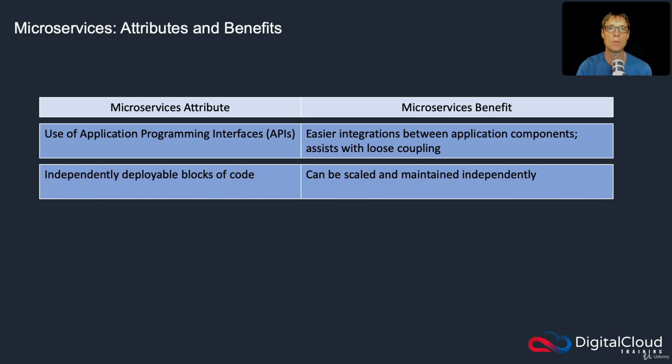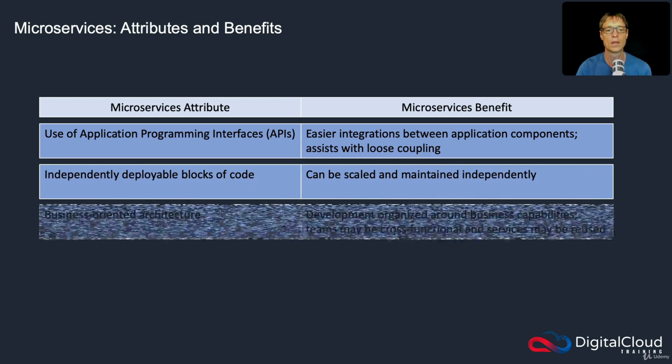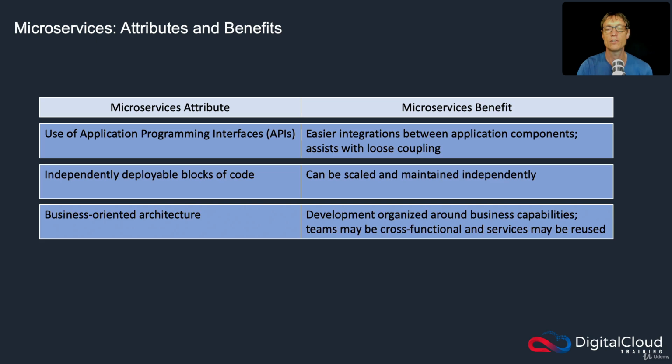Those can be scaled independently, so if one needs a lot more resources than some other component of your code, then it can scale without affecting the others or without causing any kind of constraints or issues on the other components. You also have what we call a business-oriented architecture, and that means that you can organize your development around your business capabilities, and the teams can be cross-functional, so they can work across different blocks of code, and they might even be able to reuse code across different application components.